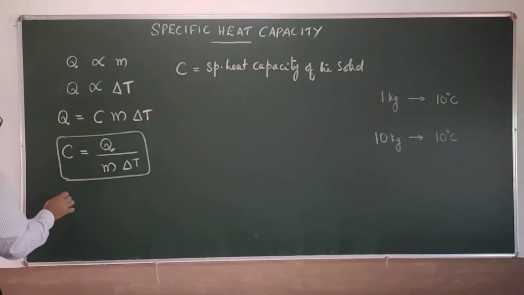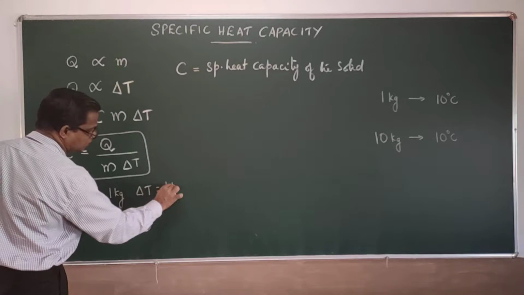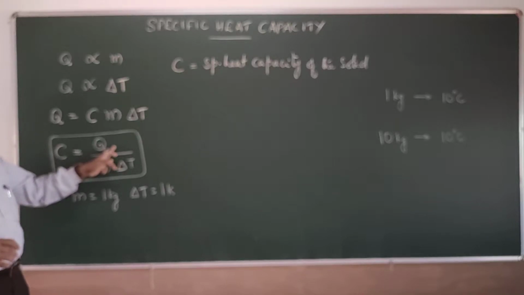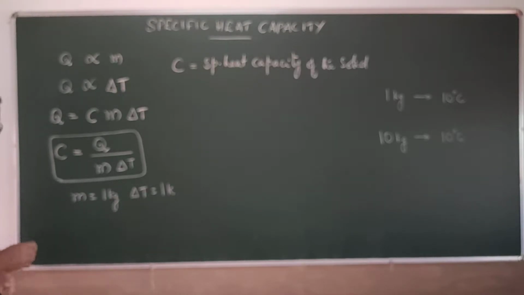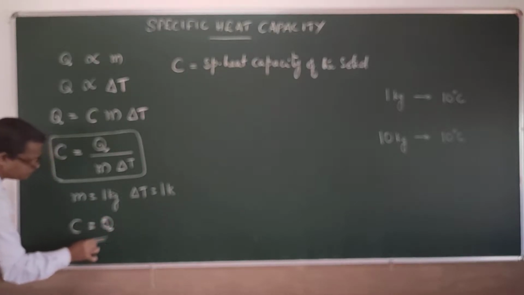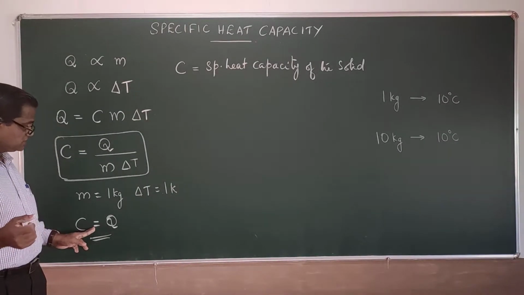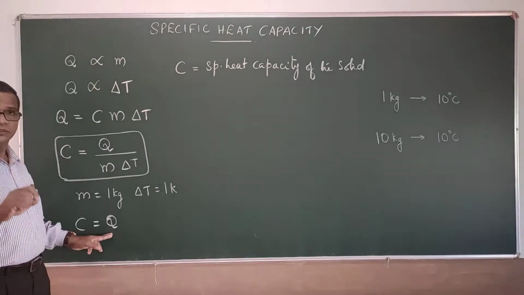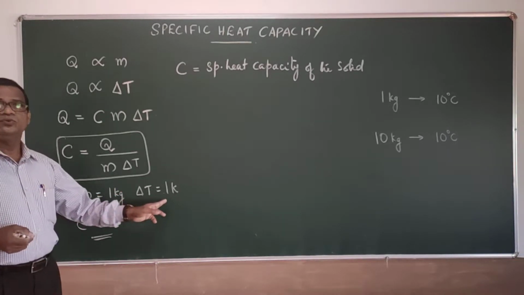Now suppose we say M equal to 1 kilogram and delta T equal to 1 Kelvin. Suppose I fix a situation like this. Then for that, you will have C equal to Q, when this situation is fixed. So C is not equal to Q mathematically. So I can define the specific heat capacity of the solid as numerically equal to the quantity of heat energy required to raise the temperature of 1 kilogram of the solid through 1 Kelvin.